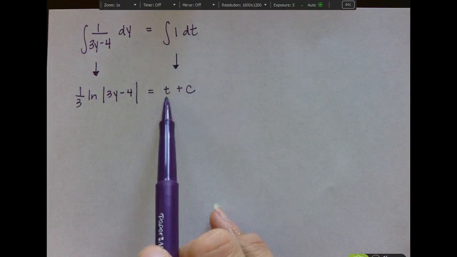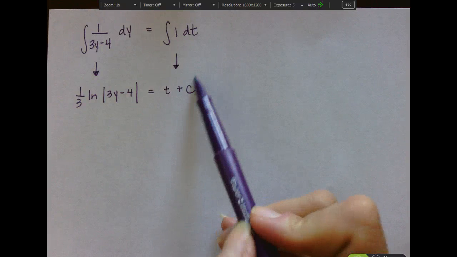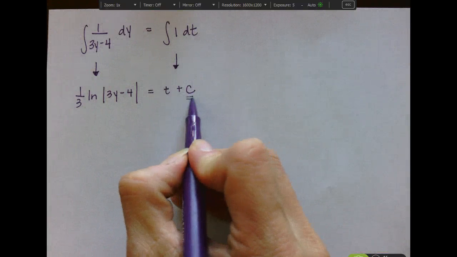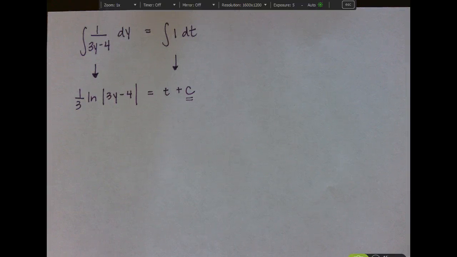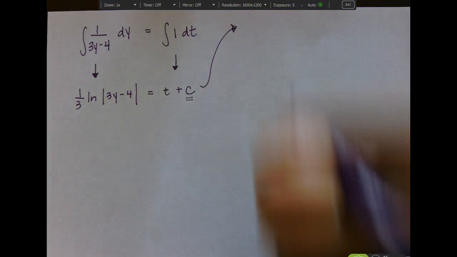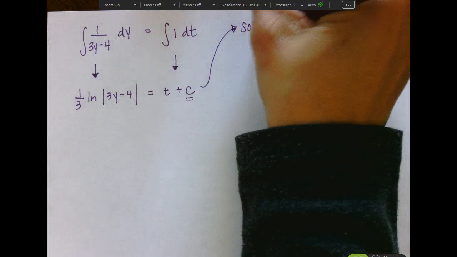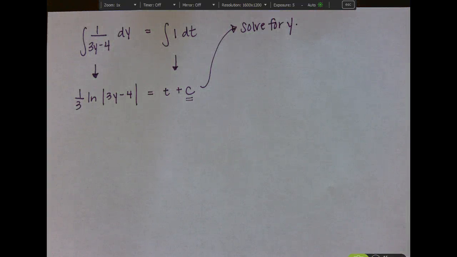On the right side, the antiderivative of 1 with respect to t is going to be t, and then you're seeing that I have a constant added just on one side. You can add it on one side or the other. If you add it on both, they can be combined. So there's my antiderivative. Let me solve this equation for y to finish this problem off.